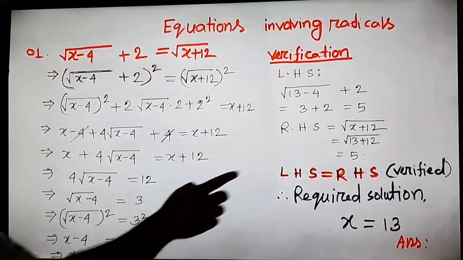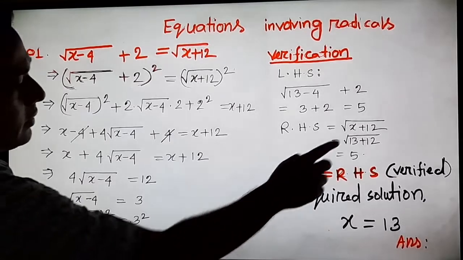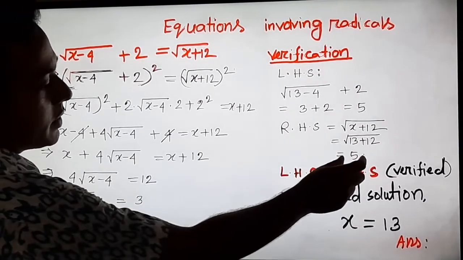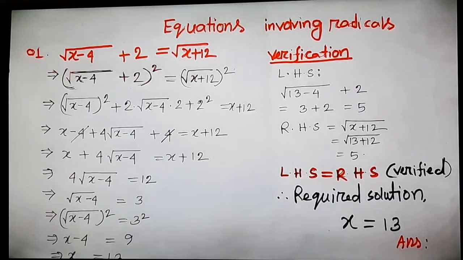On the right hand side, x is equal to 13. 13 plus 12 is equal to 25. Root over 25 is equal to 5. So left hand side is equal to right hand side. So our equation is verified by x is equal to 13. So x is equal to 13 is our required solution of the original equation.